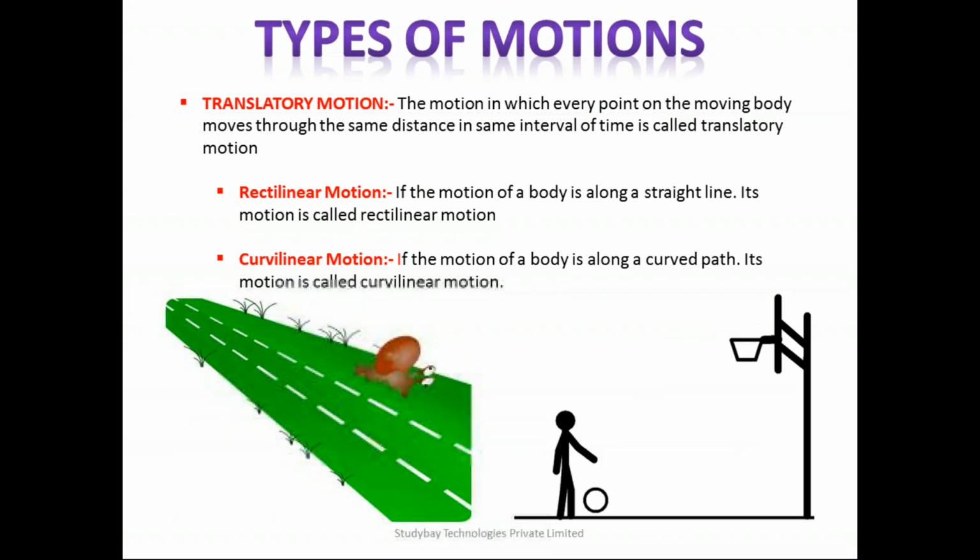Now, these translatory motions can be further classified into rectilinear motion. In this, the moving body moves along a straight line, and thus this type of motion is called rectilinear motion. Then we have curvilinear motion. If the motion of a body is along a curved path, its motion is called curvilinear motion. You can see in this animation a basketball player who is dribbling the ball first and then trying to basket that ball. He is throwing that ball upward in such a way that it travels in a curvilinear motion.